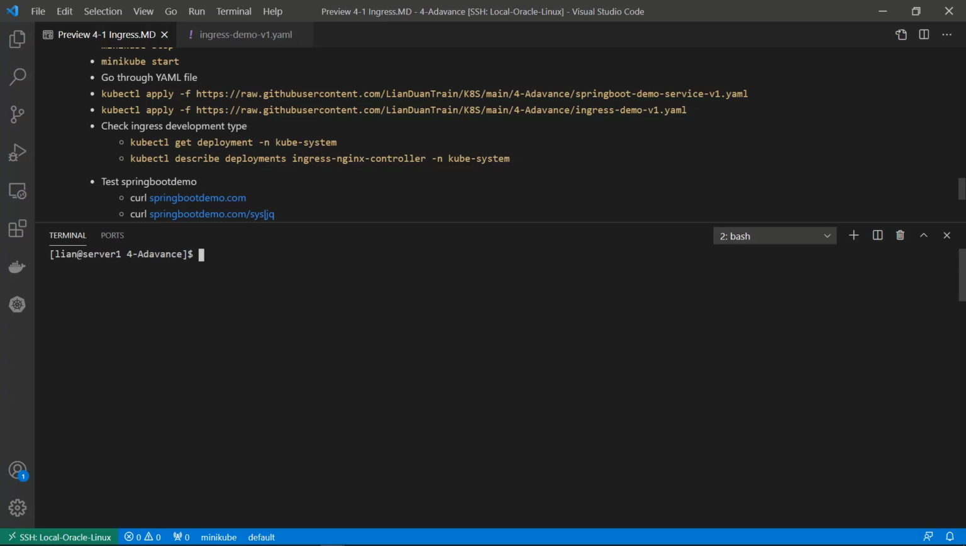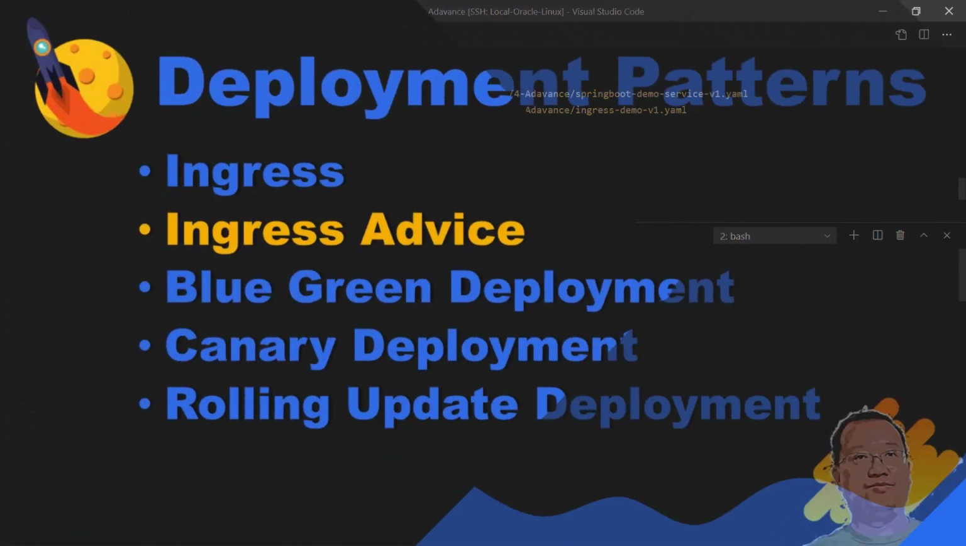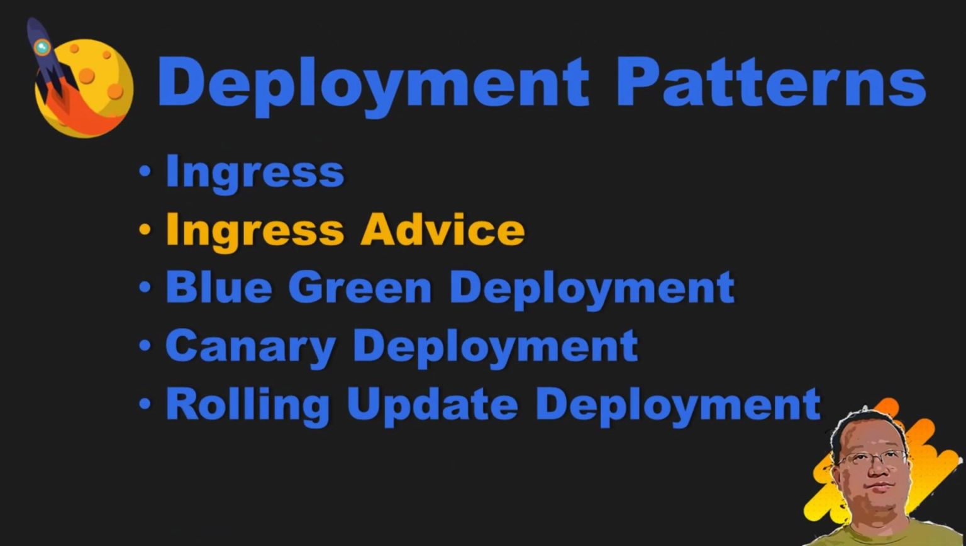Lastly, we did a demo to enable Nginx ingress in Minikube and create an ingress object for the Spring Boot demo service. Also used curl springbootdemo.com to access the Spring Boot demo service. The Ingress session is completed. Let us move to the next session, the Ingress Advanced part.